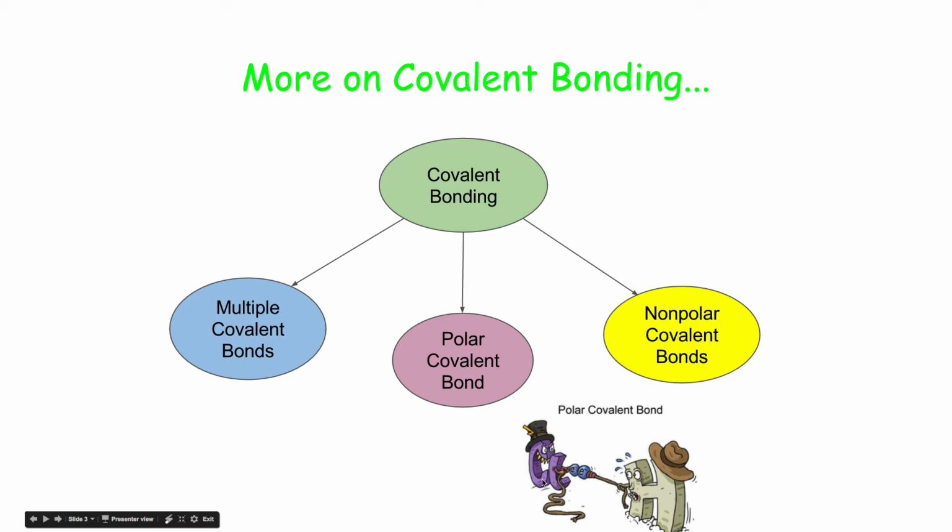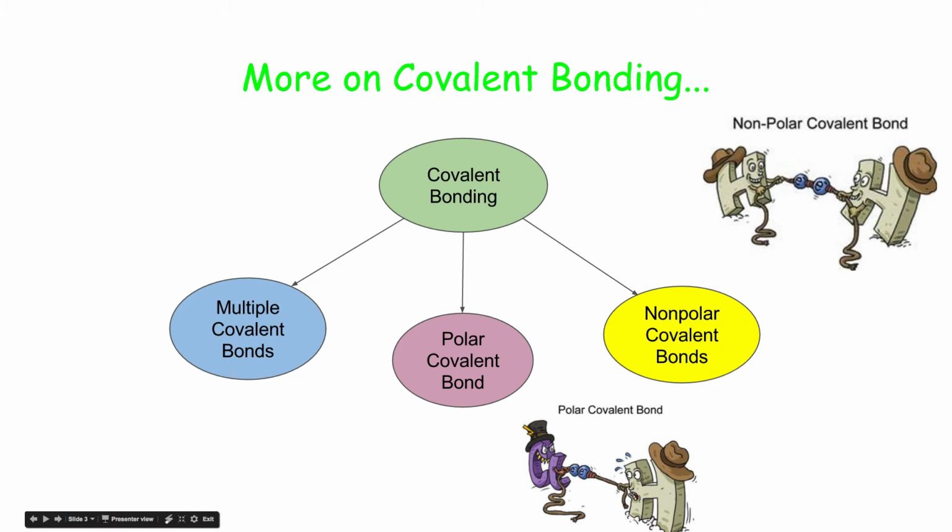So the electrons are going to spend more time with the chlorine than the hydrogen in this example. Nonpolar covalent bonds are going to have equal sharing of the electrons. A lot of times this is seen between 2 of the same molecules, so for example, H2 or O2, all of our diatomics.